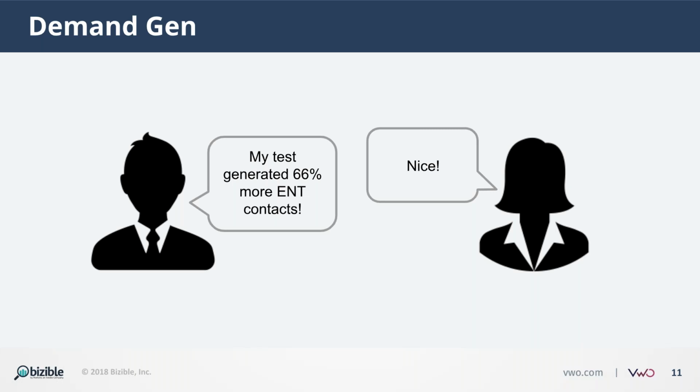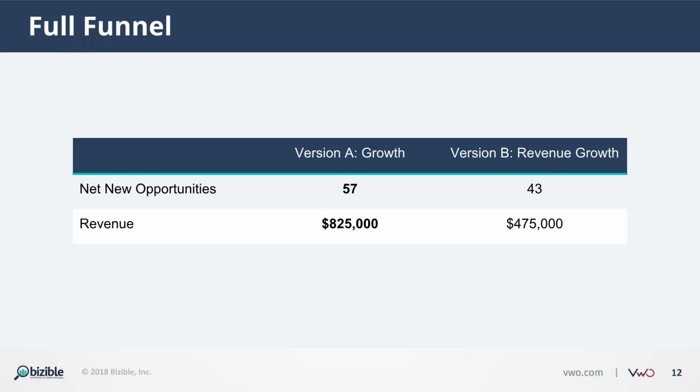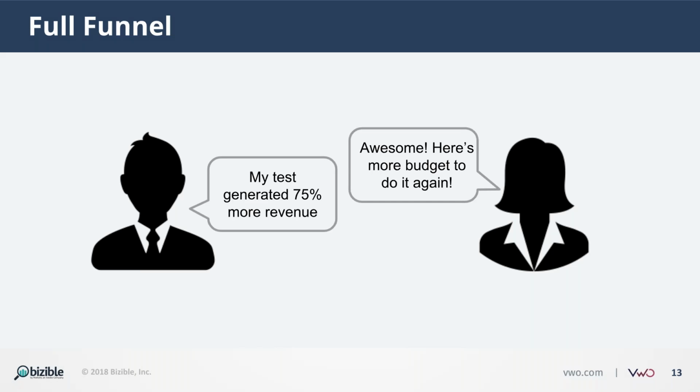So finally, we want to look at our test based on full funnel metrics. These are the outcomes that really matter. And you can see here that version A won across both of these since it generated more net new opportunities and generated more revenue. So with these metrics, you take this big revenue increase, 75% more revenue, to your boss. That will definitely make it up the chain.